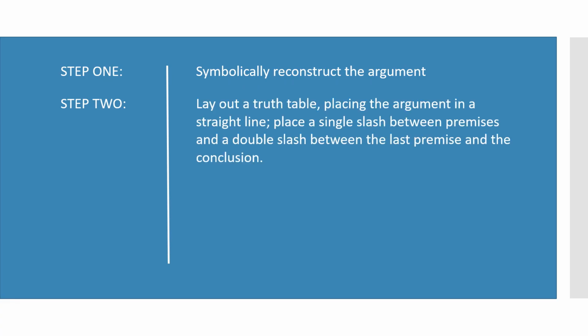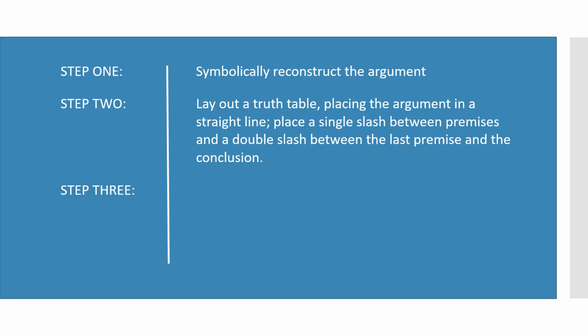The next step is as follows. We want to lay out a truth table, placing the argument in a straight line with the premises in order, premise 1, premise 2, premise 3, and so on, and placing a single slash between each and every premise, and then finally a double slash between the last premise and the conclusion that's drawn. And I'll show you what this looks like in a minute.